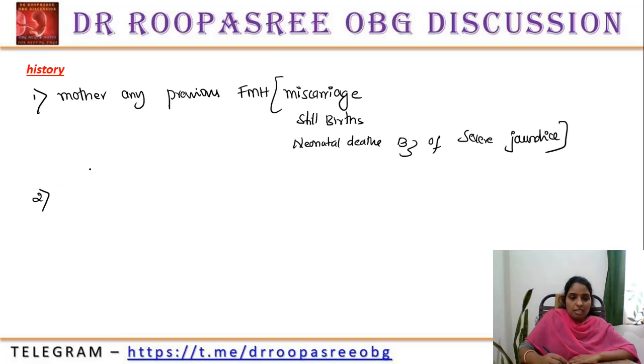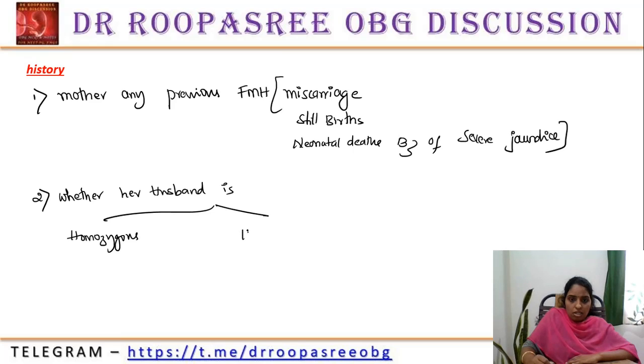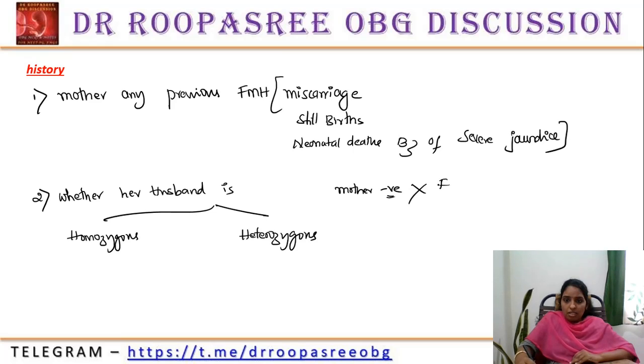And the second point, you'll ask her whether her husband is homozygous or heterozygous. Why should you ask this? Because you all know that Rh isoimmunization is mostly because the mother is negative and the father or the fetus is positive. For this condition only, the isoimmunization will result.